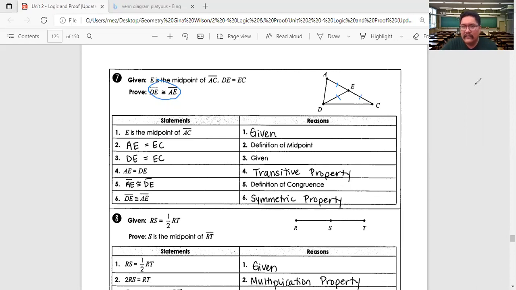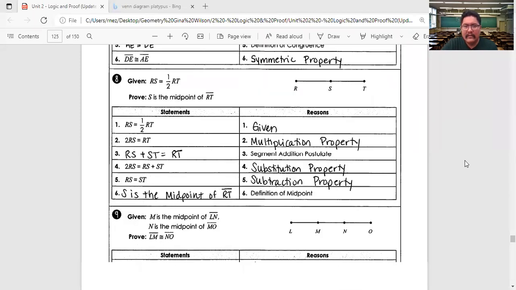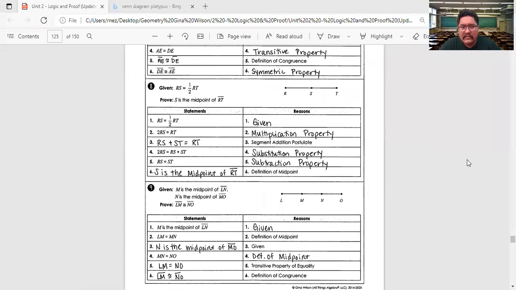All right, I'm gonna go ahead and move down to the next one. If we need to, we can probably save a little bit of time and go back through some of these. Anyway, I'm going down, and I'm gonna zoom out just so that way you can see this next one here too. And you can see a little bit of the last one as well. So given RS is 1/2 of RT. That's what they're telling us, RS right here, that's half of the whole segment. What we want to do now is prove that S is the midpoint of RT.